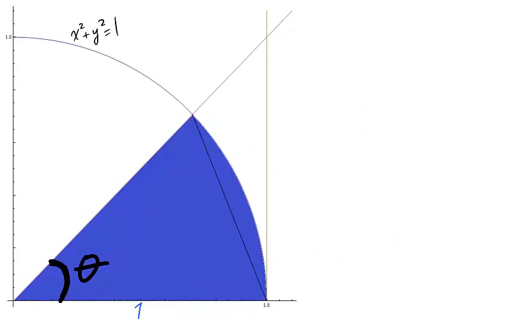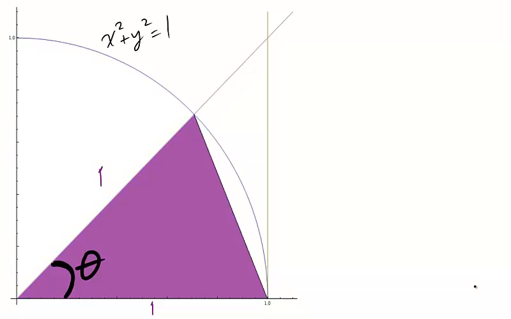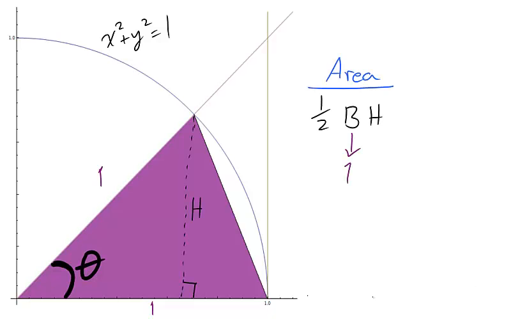We move to the area of the blue sector. The area of a sector from a circle is 1/2 times the radius of the circle times the angle of the sector. The radius of our circle is 1, therefore the area of the blue sector is 1/2 times theta. We move on to the area of the purple triangle. The area of a triangle is still 1/2 base times height. Our purple triangle is not a right triangle, but we can use trigonometry to find its height. We have a right triangle with angle theta and hypotenuse 1, and we are interested in the opposite length, the triangle's height. Therefore, h is sine theta, and the area of the purple triangle is 1/2 times sine theta.